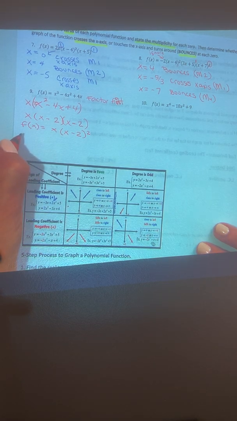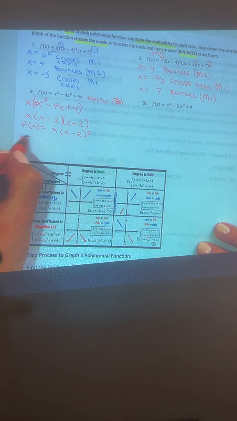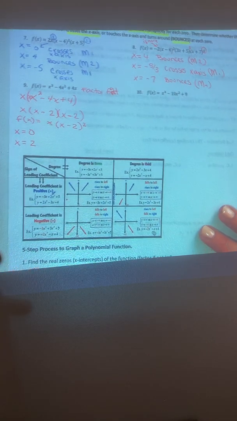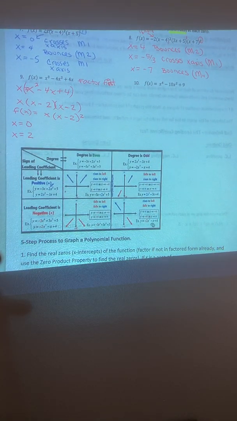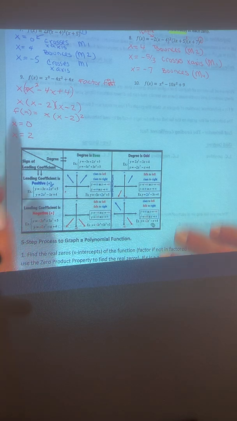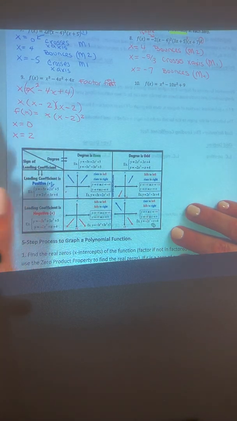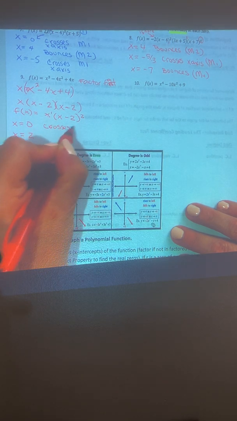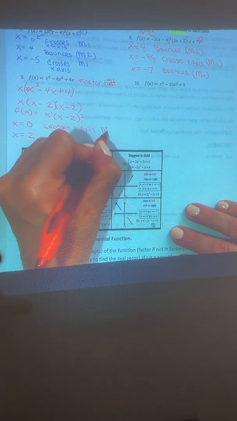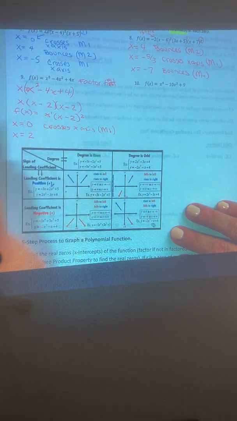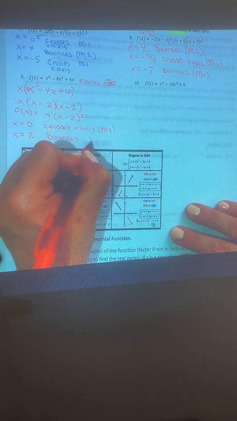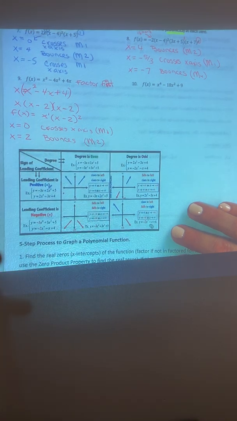Okay, so what are my zeros? x equals 0, and x equals 2. 0 and 2. All right, so now let's see what happens here. My 0 is to the first power, so that crosses the x-axis and has a multiplicity of 1. My 2 bounces and has a multiplicity of 2.